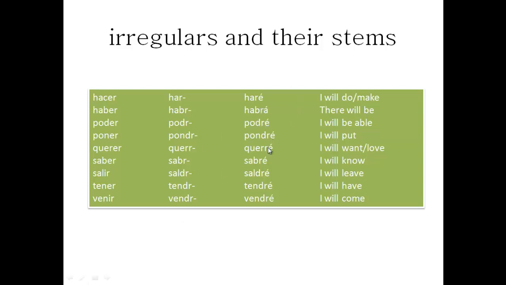Ía, ía, ía. So ignore these endings. These are the simple future tense. I deliberately left this in here so you can see that it's exactly the same as the simple future tense for the conditional tense irregulars. They're exactly the same.